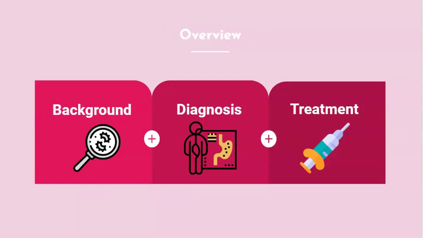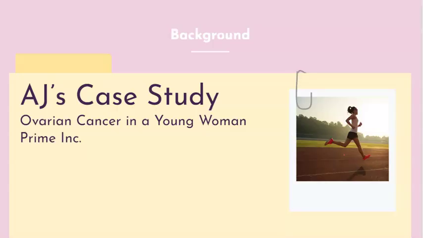Just to give you guys an overview of how the rest of this presentation is going to go, I'm going to start talking about our patient, and I'm going to give you some background, her symptoms, why she decided to go to her GP in the first place, the diagnostic process that her gynecologist and oncologist went through, and then eventually the treatment she underwent and what her future prospects looked like. I didn't have my textbook with me, so I found this case study online from Prime Incorporated if anybody else is interested in using that for their online case studies. This is the case study of AJ, ovarian cancer, and a young woman. I'm going to bounce back and forth between talking about her case specifically and ovarian cancer in general.